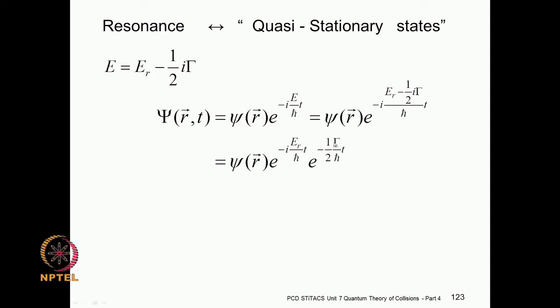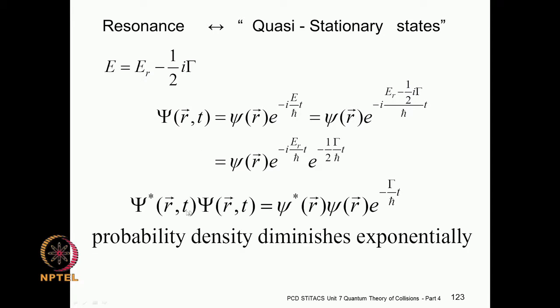And this is the probability amplitude. So if you determine the probability density, it will diminish exponentially by this function, which is determined by the factor gamma. Okay? And because the energy is complex, you do not get it from a Hermitian Hamiltonian. So you can do quantum mechanics with non-Hermitian operators, non-Hermitian Hamiltonians, and Arno Bohm's book on quantum mechanics is a good source to read about this.